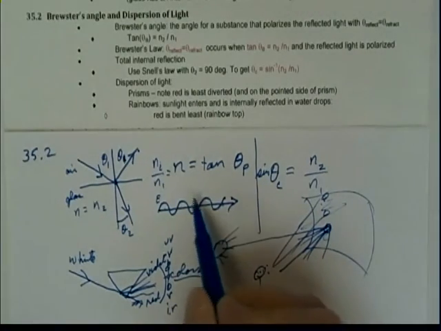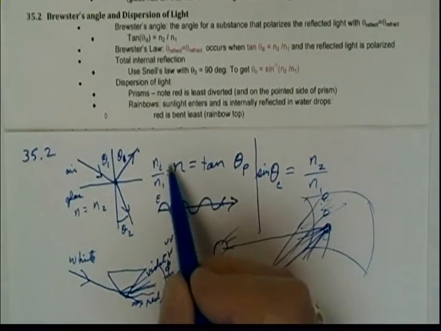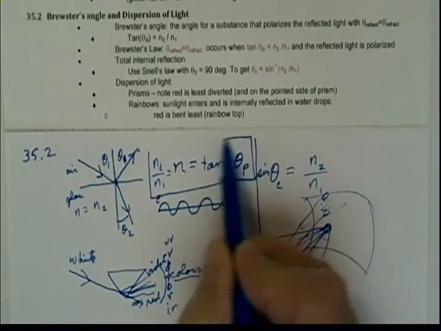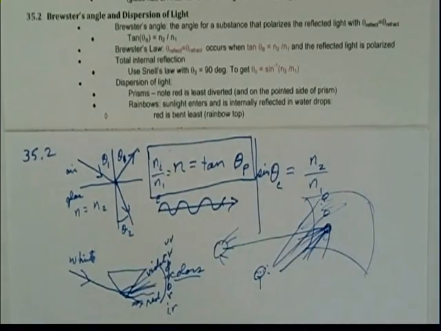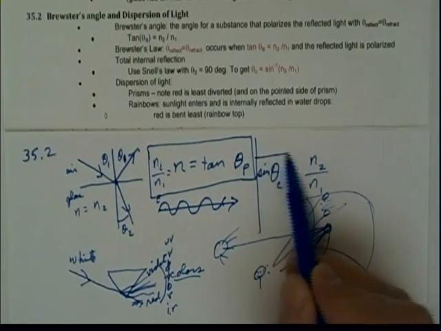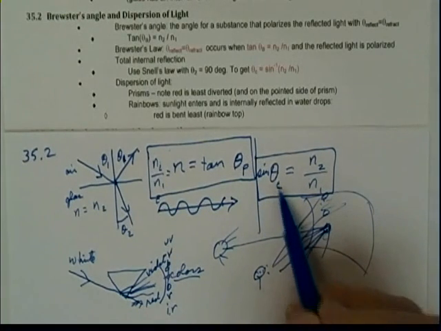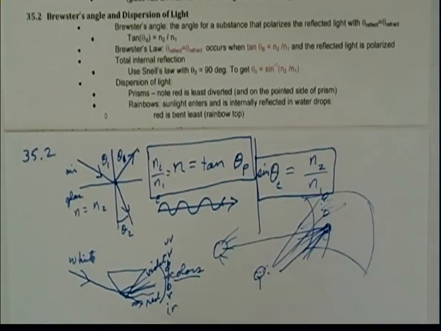So the critical things here are Brewster's angle right here, and the second is Snell's law, which we had already discussed, and concerns the critical angle for total internal reflection within a material. One is the tangent, one is the sine.